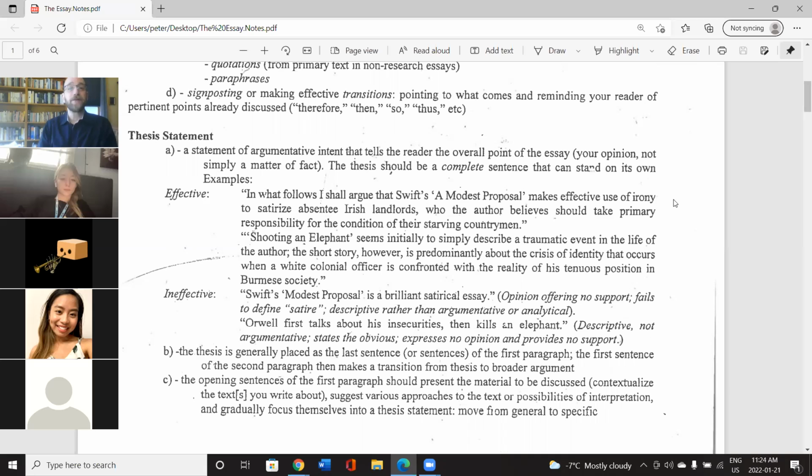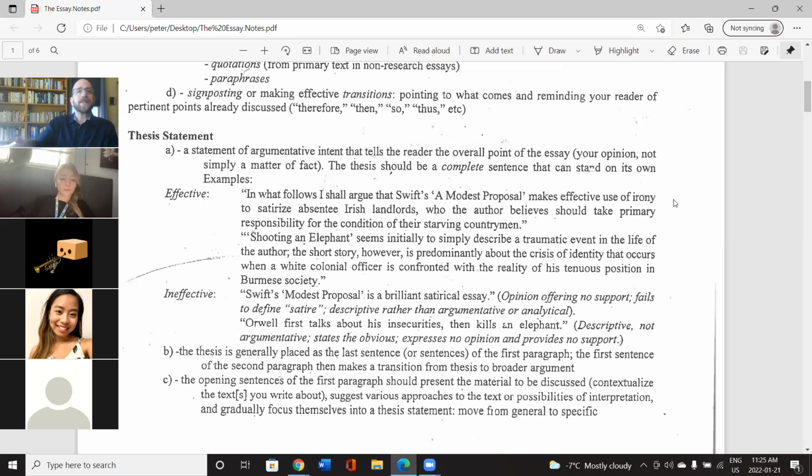Here's what I like about this thesis statement. It tells me which texts you're going to be dealing with, Swift's A Modest Proposal. It says that you're going to make this particular argument about this text that is implicit in the text, but not necessarily explicitly stated in the text, that the text satirizes absentee Irish landlords, okay? But it uses irony to do this. And we'll be talking about satire and irony before we take up Swift.